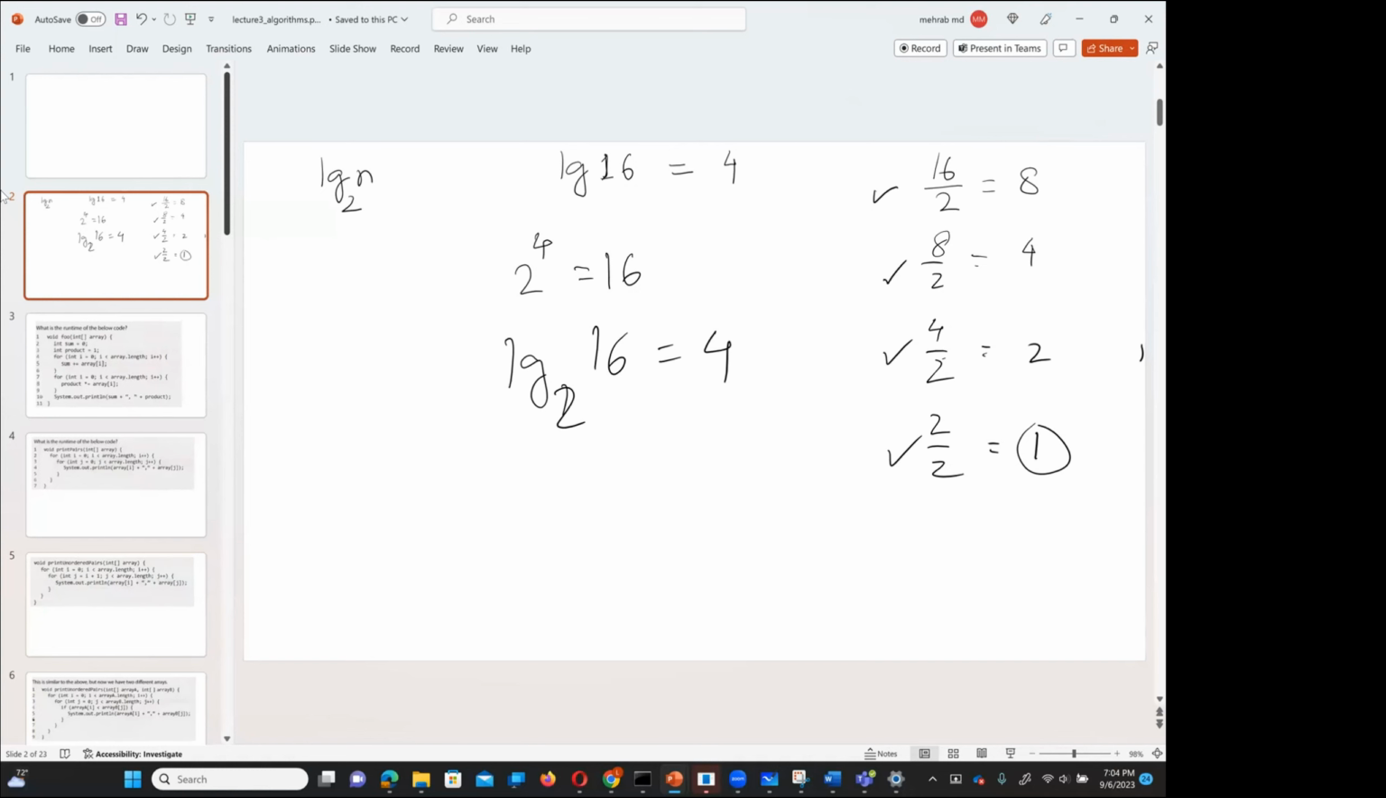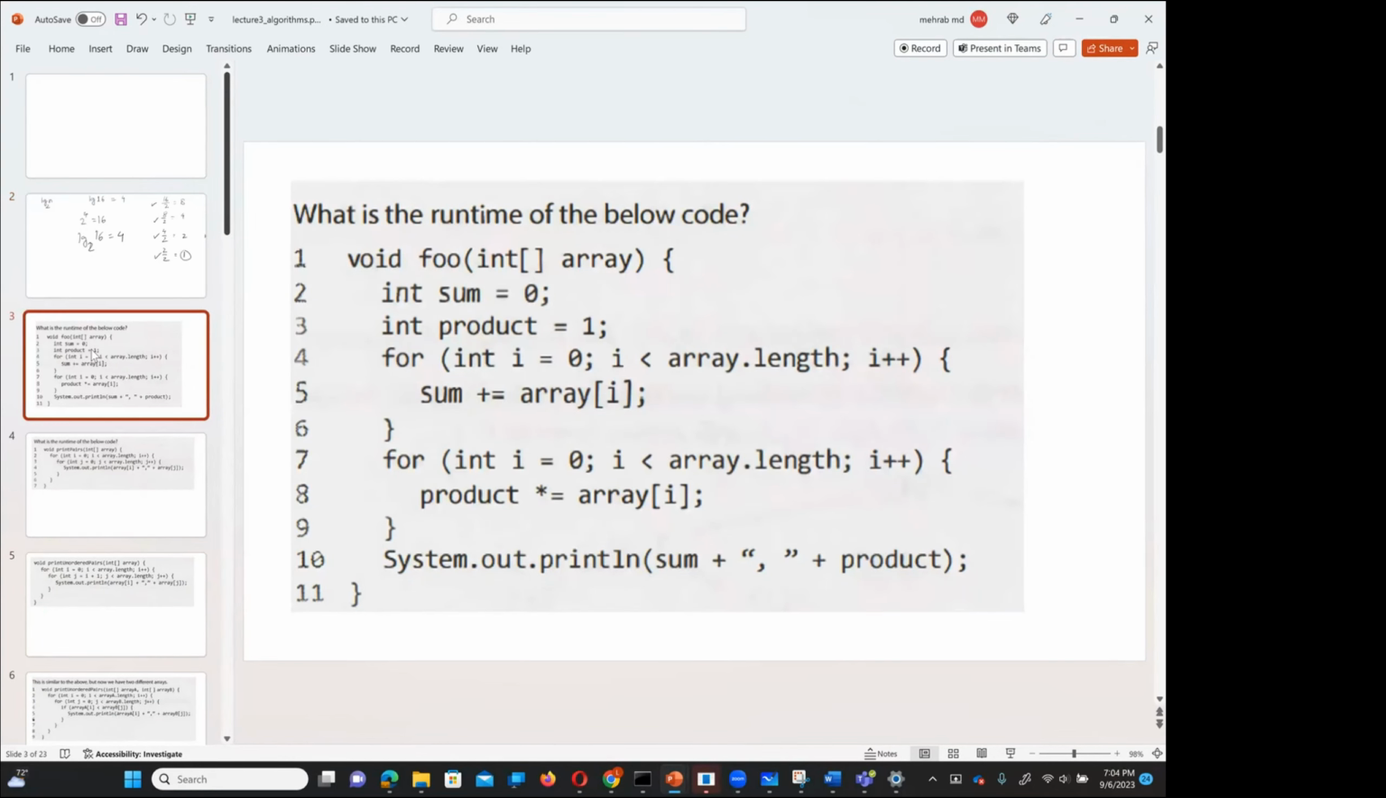Now let's move on to our formal discussion, and we'll try to find the time complexity of some algorithms. Here is a piece of code, and we'll try to find out what the runtime of this code is. First, let's see what this piece of code is doing. As an input, we are given an array. Array means a list of numbers. Then what we are doing is running a for loop. We are actually running two for loops.